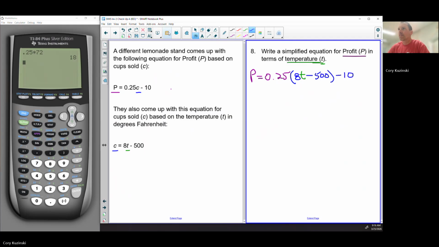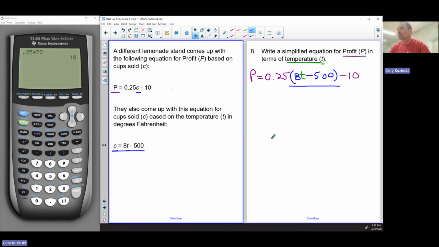Profit equals 25 cents times the number of cups, that's this blue, minus 10. All right, there's an equation for profit based on temperature. We got rid of the C and we replaced it with this because this underlined portion is C. So now profit is based on T, temperature, instead of cups, C, because 8T minus 500 is the number of cups. But we have to simplify it.